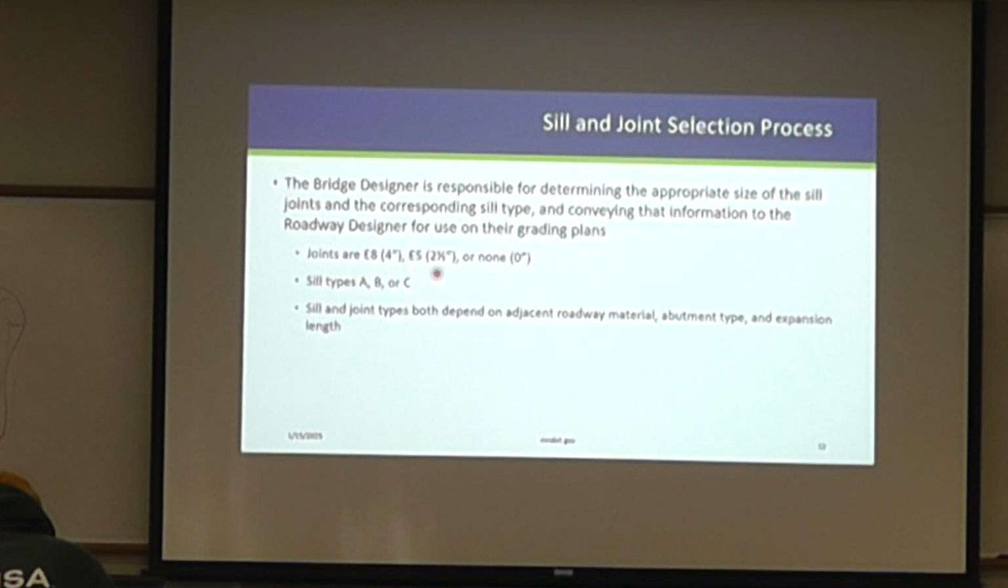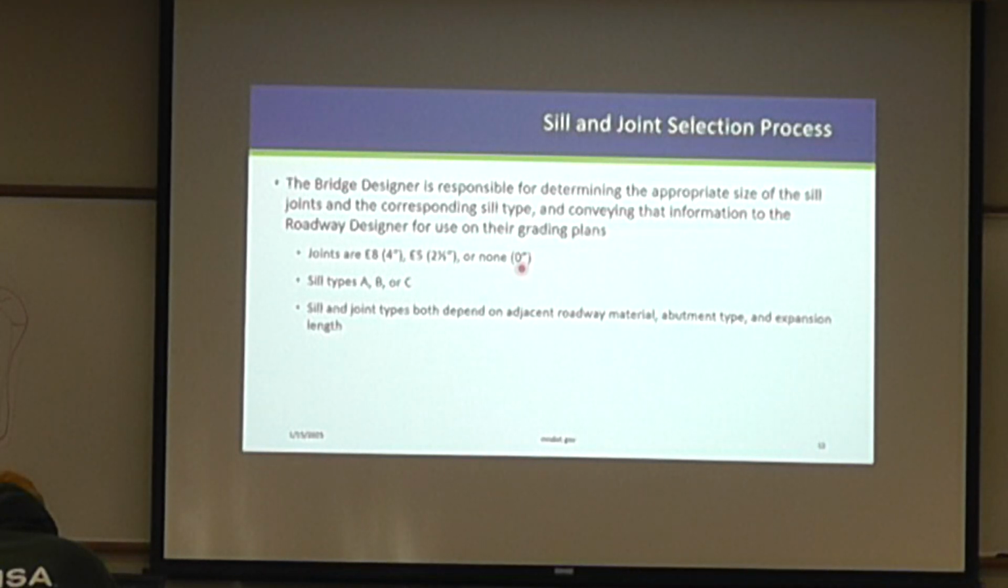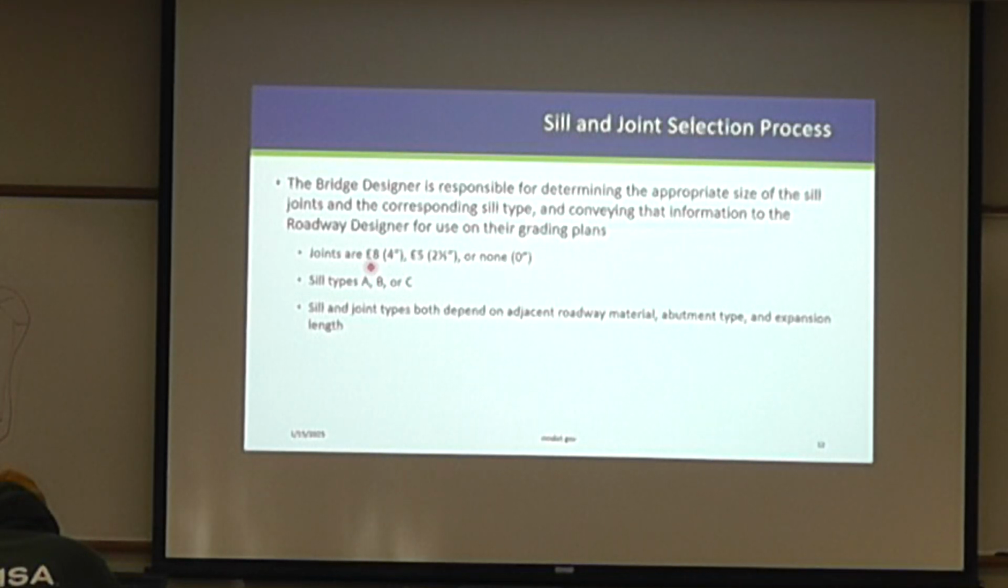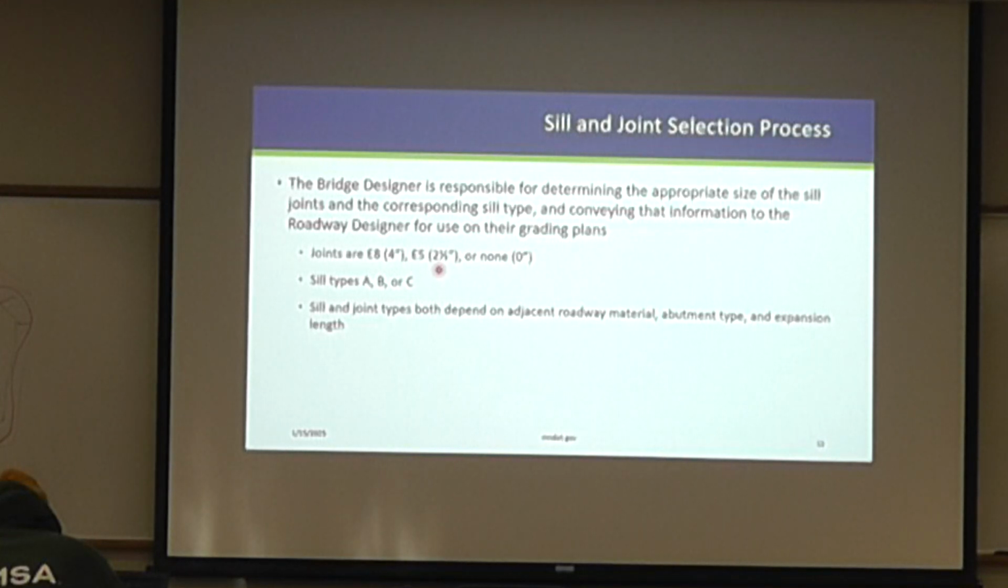And then this newer one is this E5 joint, which is 2.5 inch. It accommodates a 2.5 inch opening. And then we also have a joint type called none, where there's no joint actually there. It's more just a cold joint, if you will. So I will say the nomenclature is kind of weird. Basically, if you divide the number by 2, you get the size of the joint. So E8 divided by 2 would be 4 inches, and then E5 over 2 is about 2.5 inches. I'm not sure why that was decided upon, but that's the nomenclature that we go with.